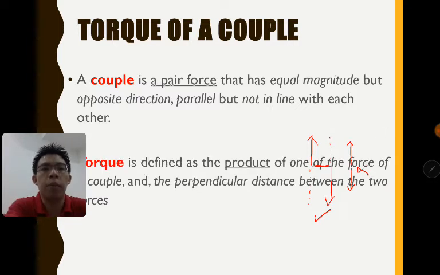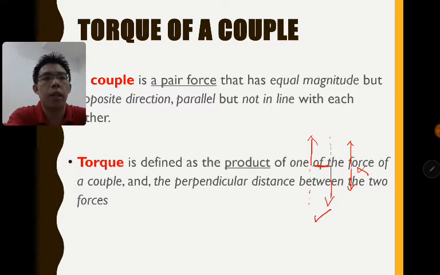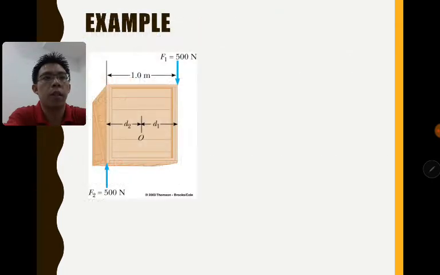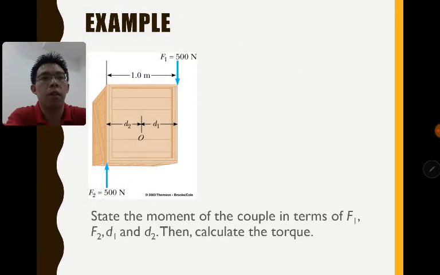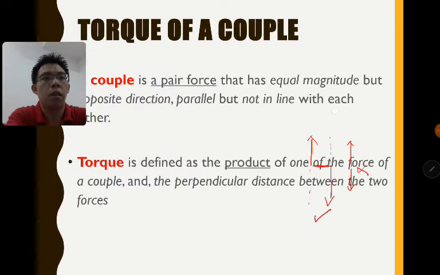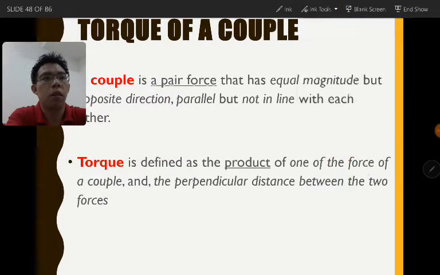And torque of a couple, on the other hand, is defined as the product of one of the forces of a couple. That means one of the forces, because they are the same, so we just take one of them, and the perpendicular distance between the two forces.